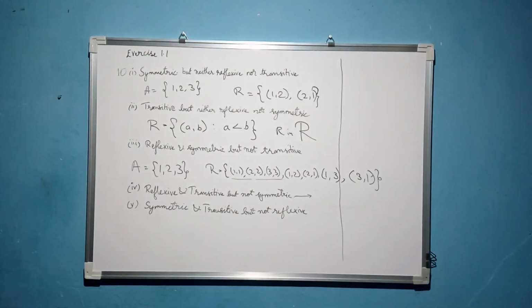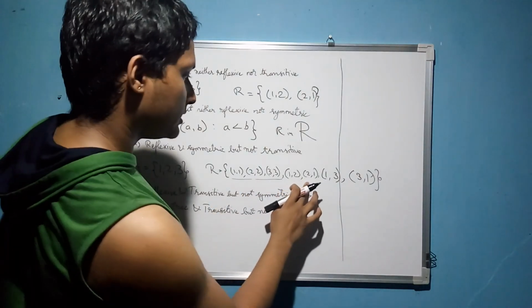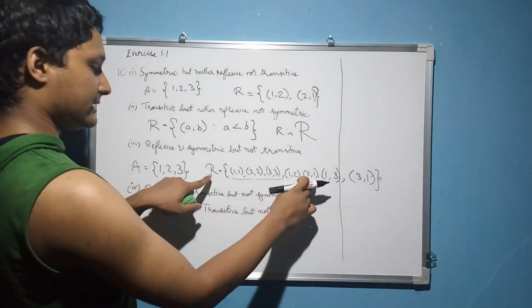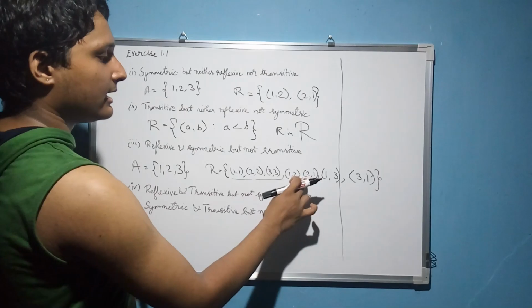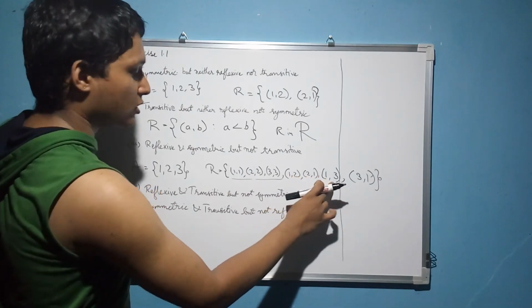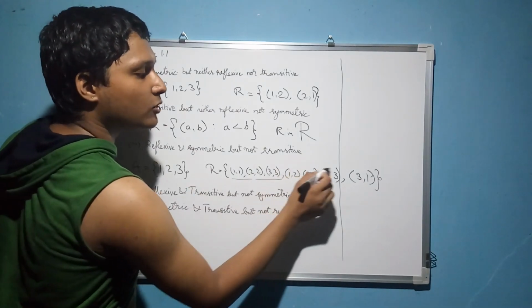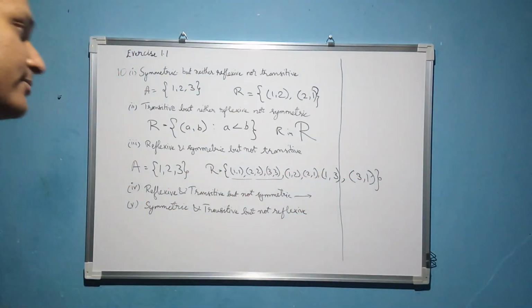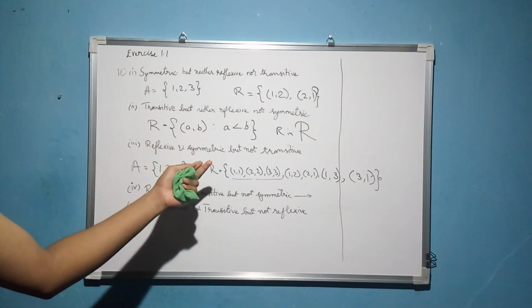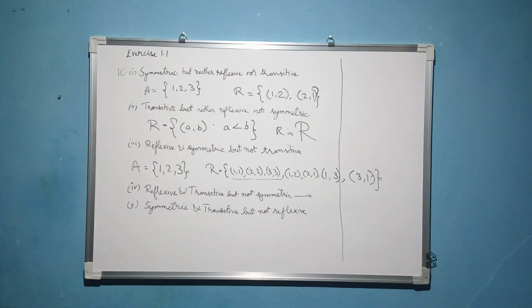Let us take something else, maybe (2,1). (2,1) belongs to this relation, and (1,3) belongs to this relation. So (a,b), (b,c) belong to this relation, then (2,3) should belong to that relation. But where is that element? The element is not present in this relation.